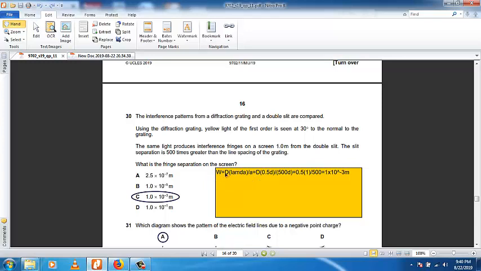So we have to use w equals D lambda by a. So D lambda, it says that it's 0.5D divided by 500D, since the slit separation is 500 times greater. So it becomes 1 into 10 to the power negative 3, so the answer is C.